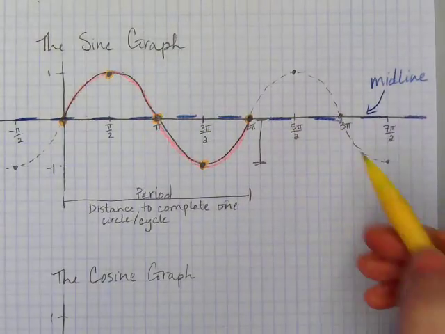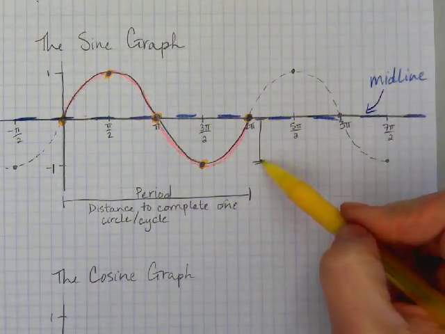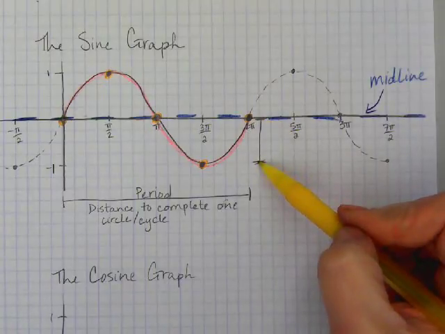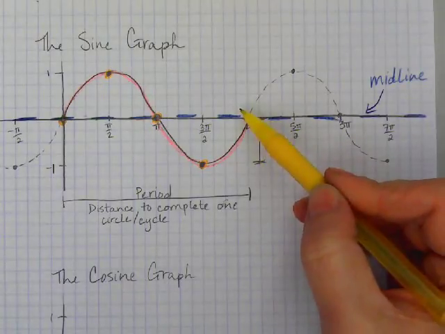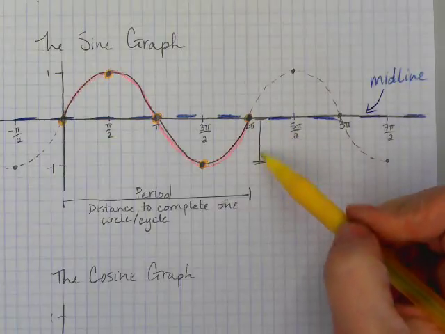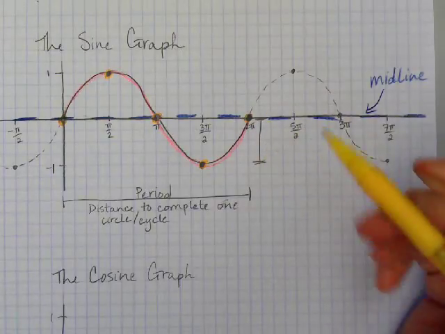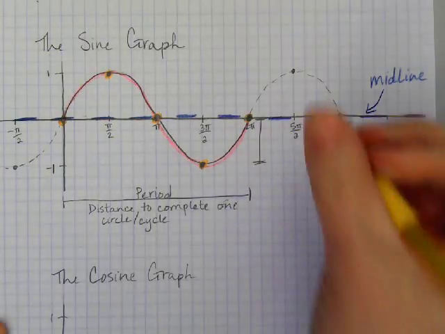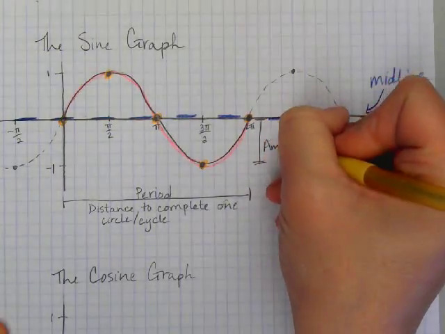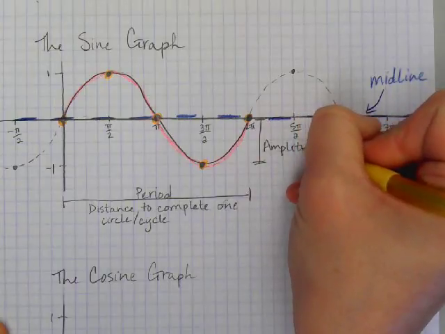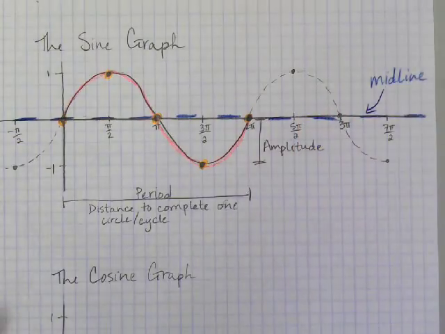And we're not going to label all those things on the cosine graph. The main things that I want you to note are your midline and these 5 specific points. With the sine graph, your start, up, middle, down, middle. So take a moment and make sure you have all that stuff written down.